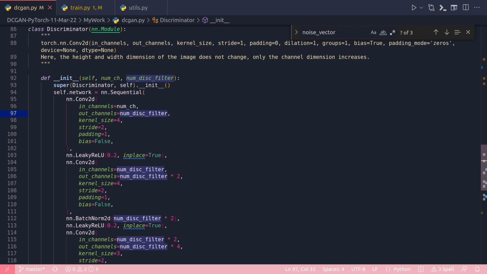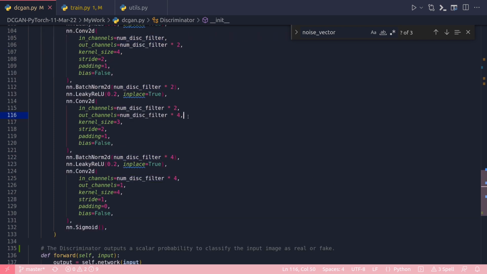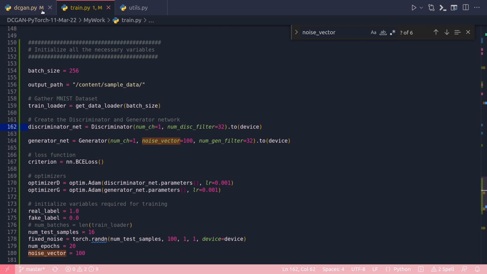The first Conv2d takes only the number of discriminator filters. Then in the next Conv2d, I'm multiplying by 2. Then in the third Conv2d, I'm multiplying by 4. So in the discriminator, it increases. Anyway, so this num generator filter, I am defining to be 32 for both of them. And then I'm transferring both these networks to my device. Very important. Otherwise, you will definitely get an error.